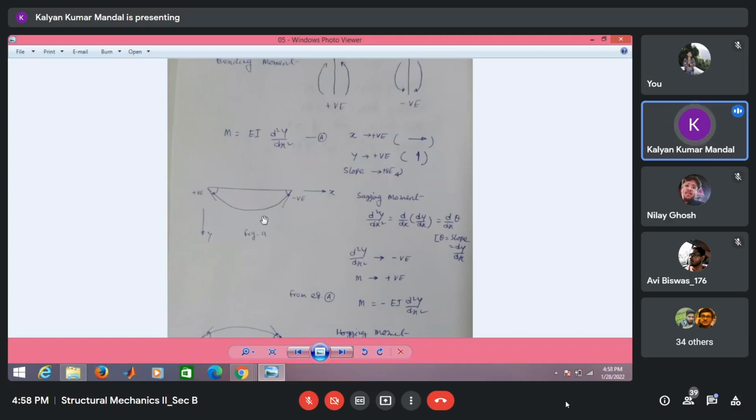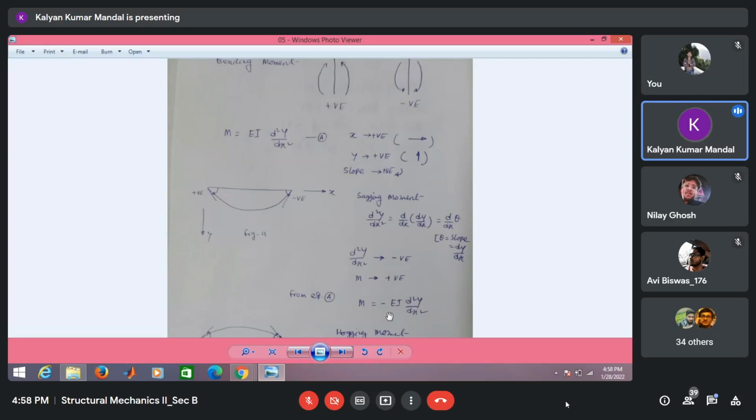But this is a condition of sagging moment. If your moment is sagging, the elastic curve will be like this. That means the moment is positive, but d2y/dx2 is negative. Then to balance this sign, we have to introduce a negative sign on the right-hand side of this equation. Then M should be equal to minus EI d2y/dx2.